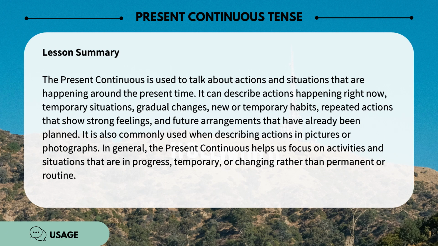Lesson summary. The most important idea to remember is that the present continuous focuses on actions and situations that are in progress, temporary, or changing. Whenever you're describing something happening now, a short-term situation, a recent change, an arranged future plan, or an action you can see in a picture, the present continuous is often the best choice. As you practice English, try asking yourself one simple question: is this action in progress, temporary, or changing? If the answer is yes, there's a good chance the present continuous is the tense you need.